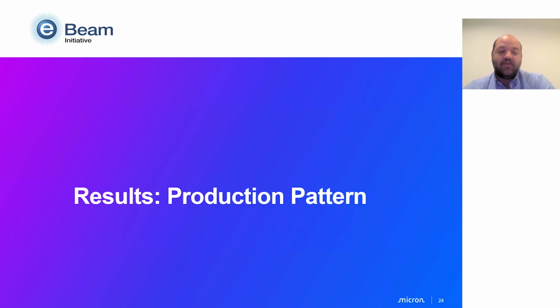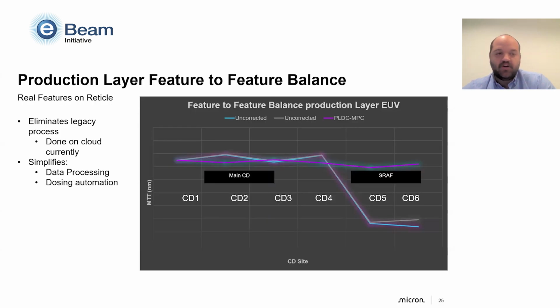Finally, we're going to look at a full reticle production pattern. So we took a full reticle and applied PLDC-MPC to the features. You can see here that we have 4 main CD features compared to 2 SRAF CD features. The uncorrected version shows what it would look like if no offline MPC was applied. So this is a simulation because obviously we would not do this in real life.